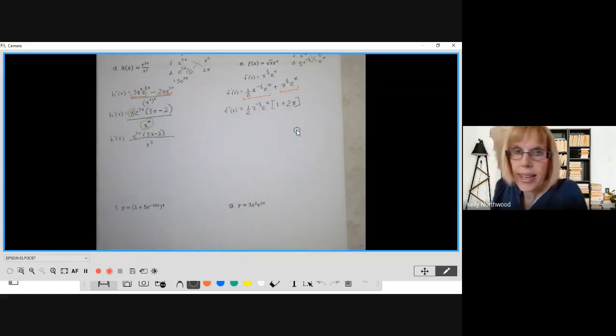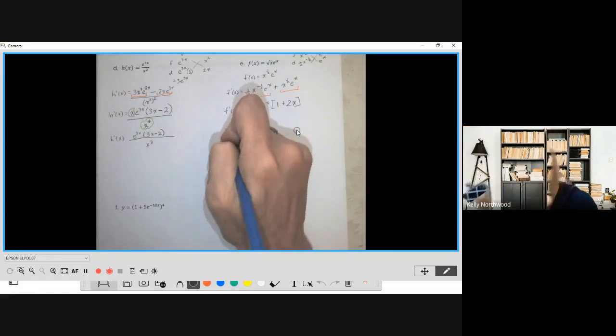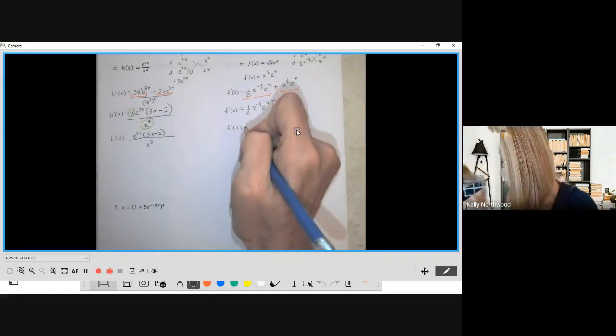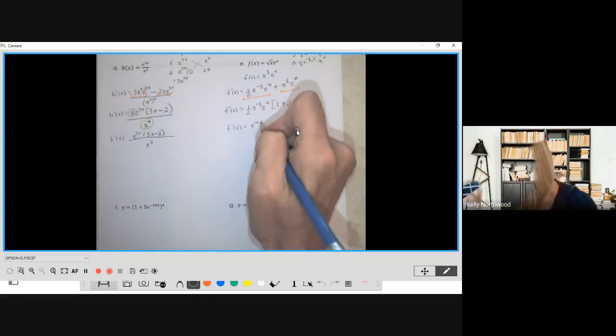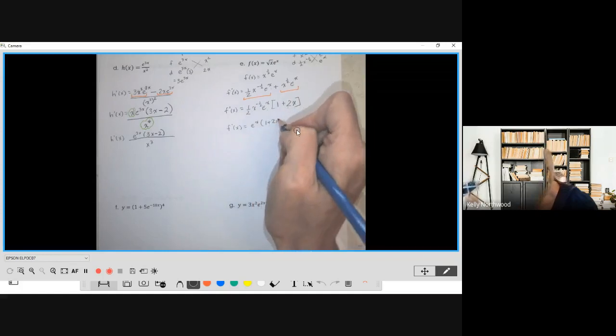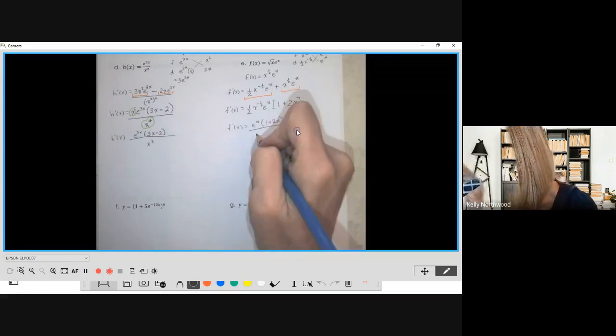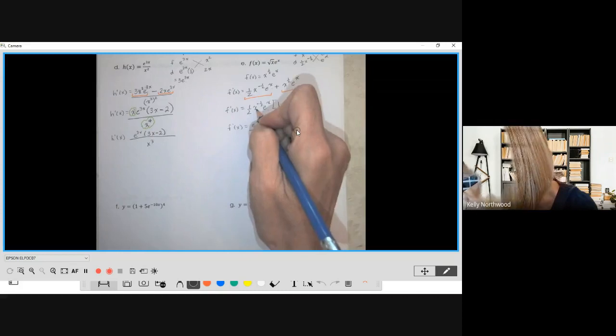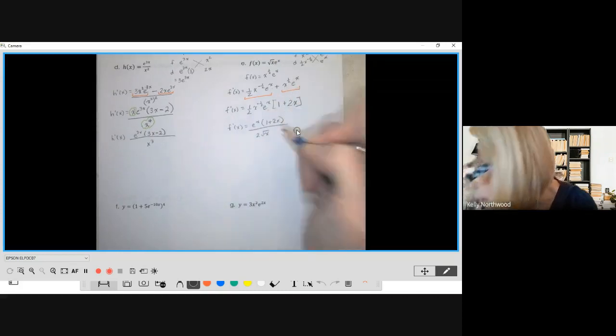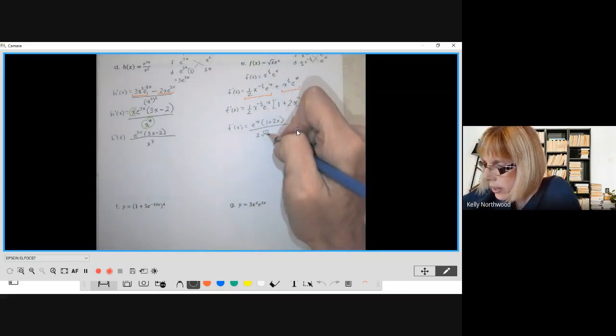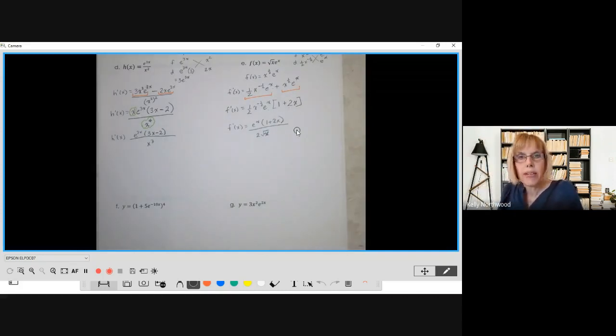And then to finish it and make it look prettier, I'm going to keep the e to the x and the 1 plus 2x factor in the numerator, and the 2, and I'm going to change x to the negative 1/2 to 2 root x in the denominator here. And there it is in simplified factored form.